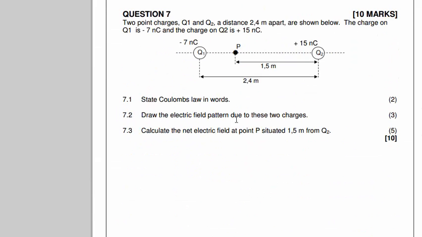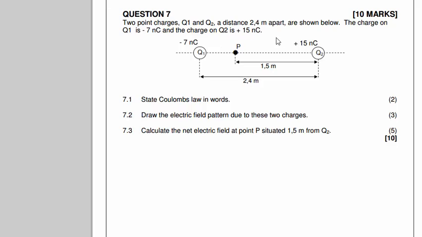Draw the electrical field pattern due to these two charges. So there's the two charges. Notice that the one is double the other one, which means that the center line is not in the center. We must move it away from the strong one, so probably about halfway away. So roughly here at P, about anyways.